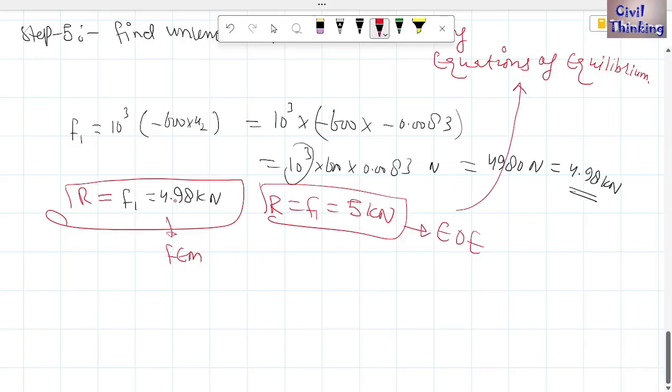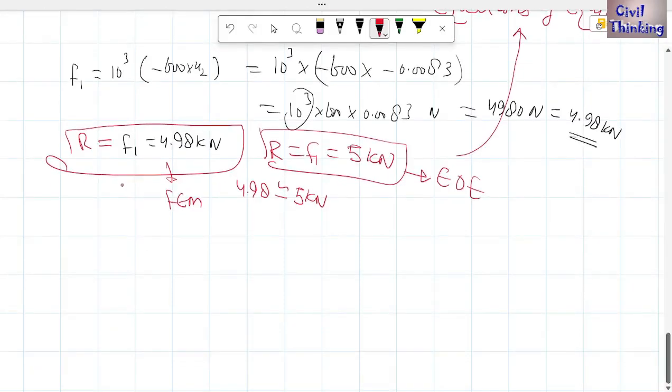So why do we get different values? But the thing is that 4.98 is highly close, approximately equal to 5 kilonewton. So what is the check? The check is to see if they are approximately equal. Since they are approximately equal, it means our analysis is good.